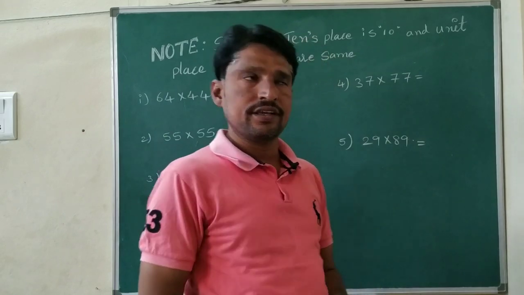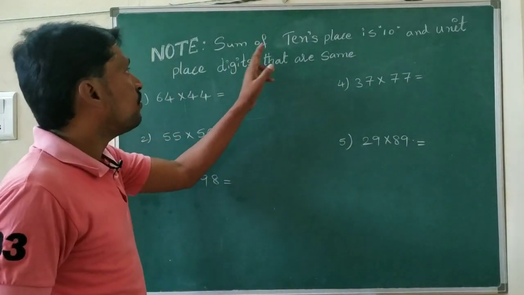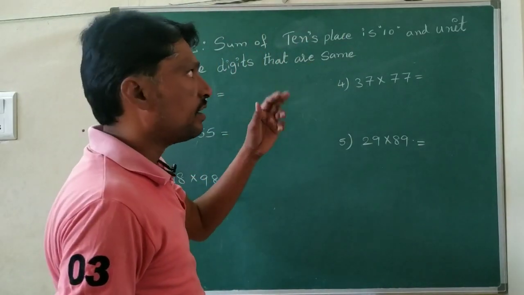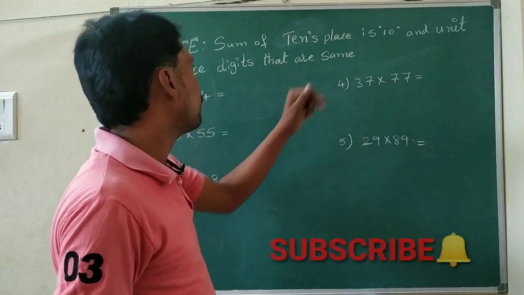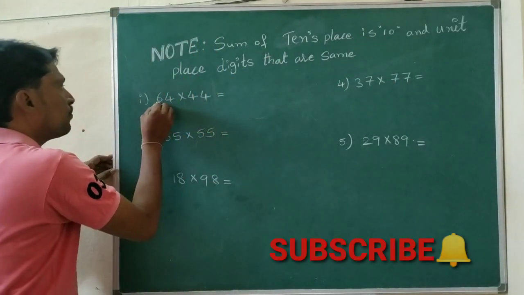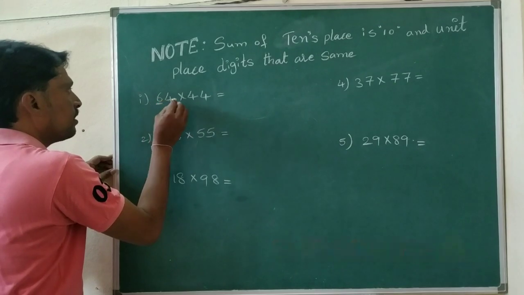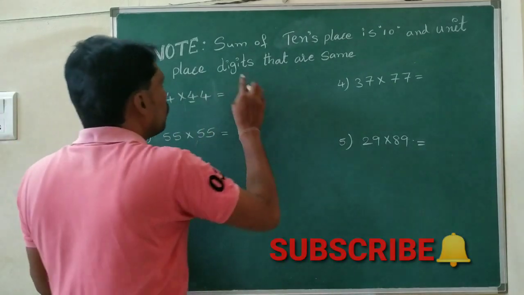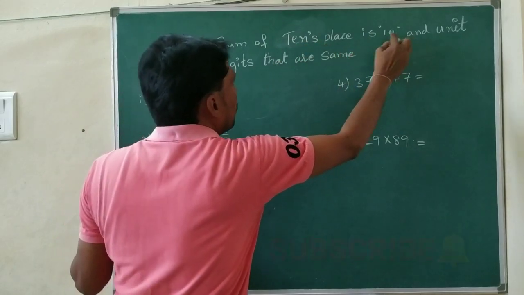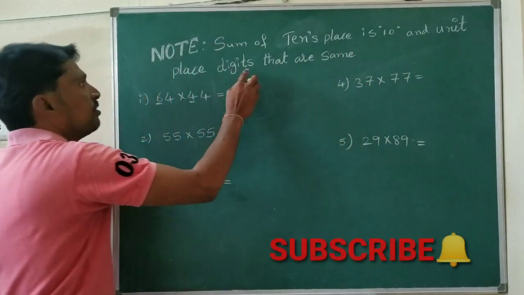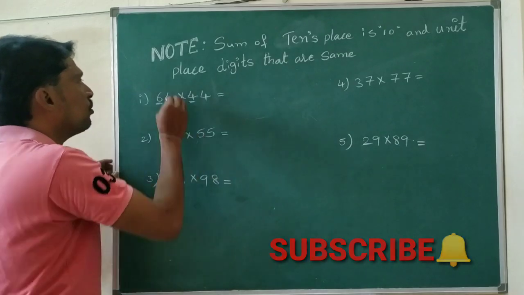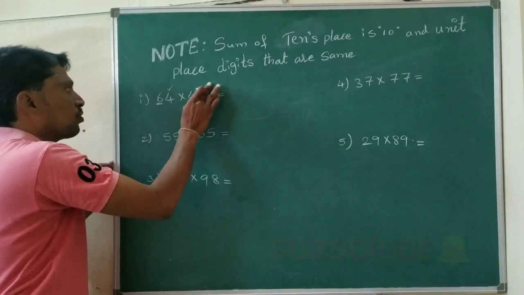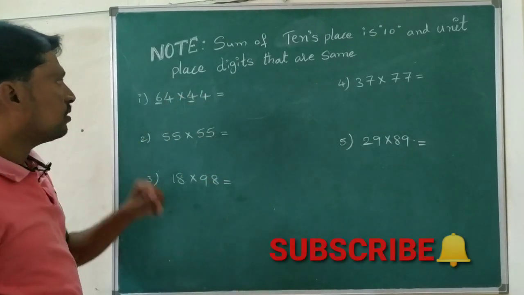Next, one more method. Here the sum of tens place digits is 10 and the units place digits are the same. The tens place digits here are 6 and 4, and their sum is 10. The units place digits are equal. So how to do this one?